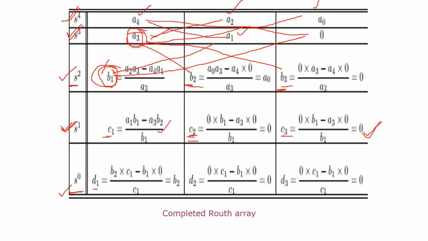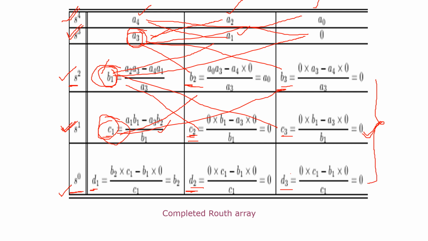After finding these row elements, we are going to find the s power 0 row elements. Let D1 be the first element, obtained by (C1 into B2 minus B1 into C2) by C1. Similarly, D2 is the second element, obtained by (C1 into B3 minus B1 into C3) by C1. Similarly, D3. Like that we complete the RH table. This is the procedure for finding the remaining row elements in the RH table. This is the construction of the RH table.